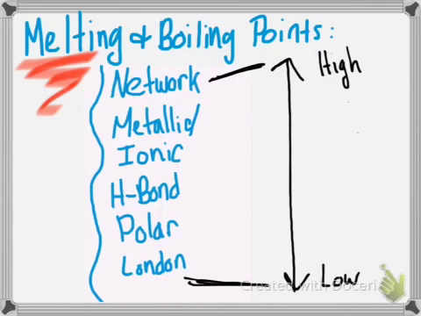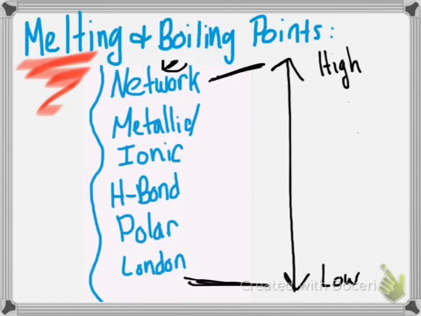You would think that all these stronger forces at the top, like network, need a higher temperature in order to break apart the very, very strong IMF. It kind of makes sense. And something like London, which doesn't have as much strength, doesn't need as high a temperature to break it apart in order to melt it or boil it.